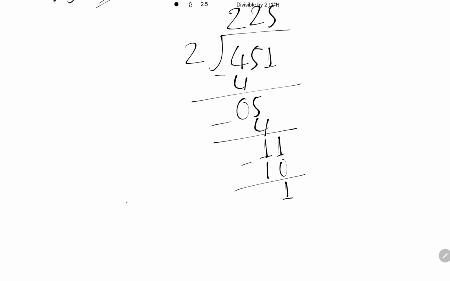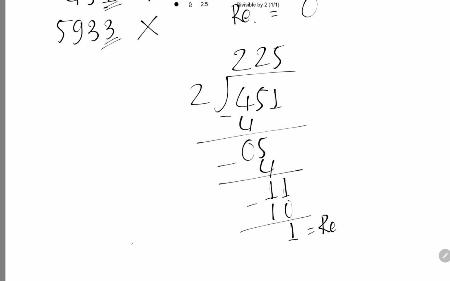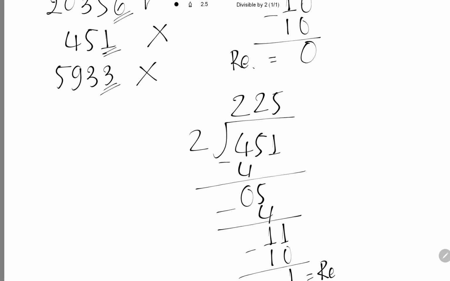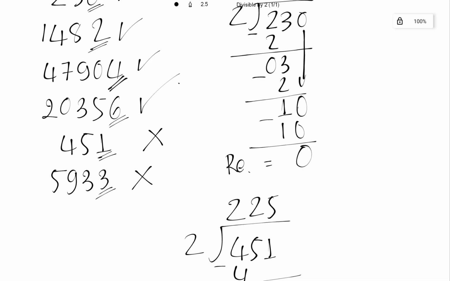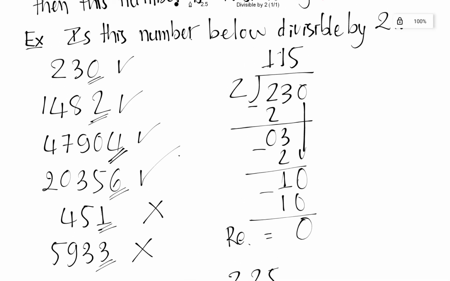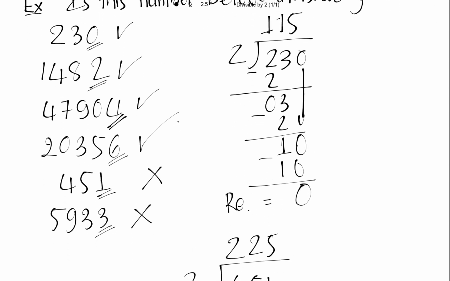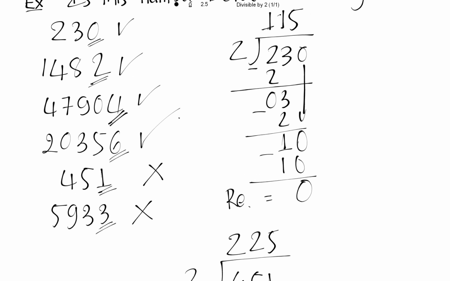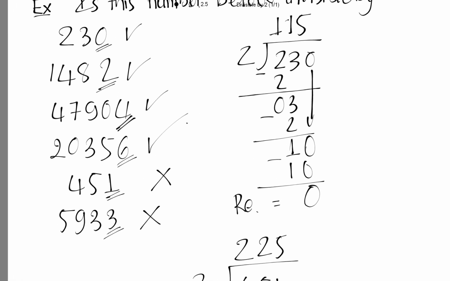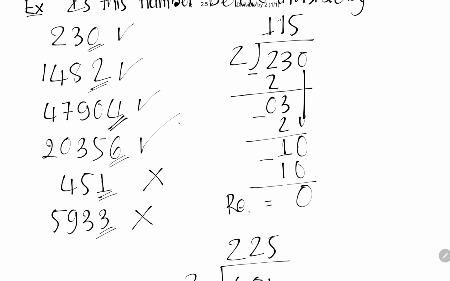Okay, now the remainder is not 0. The remainder is number 1. This means that 451 is not divisible by 2. Okay, so another number, you can divide it by yourself to express that this number is divisible by 2 or not.